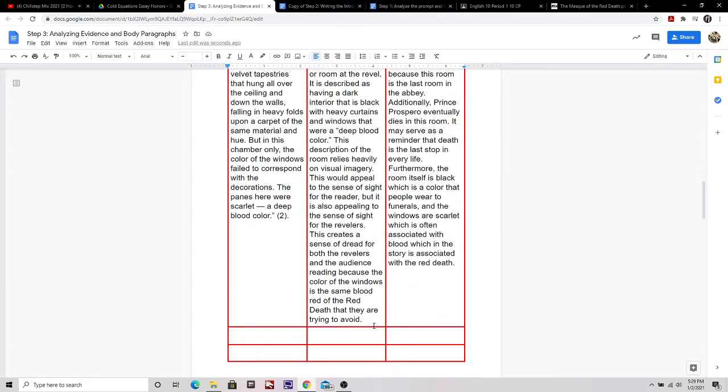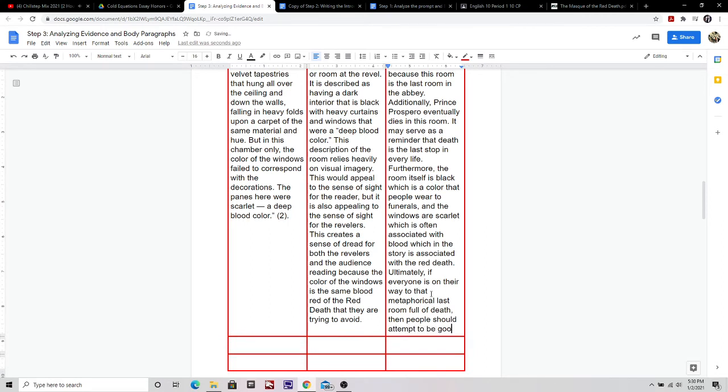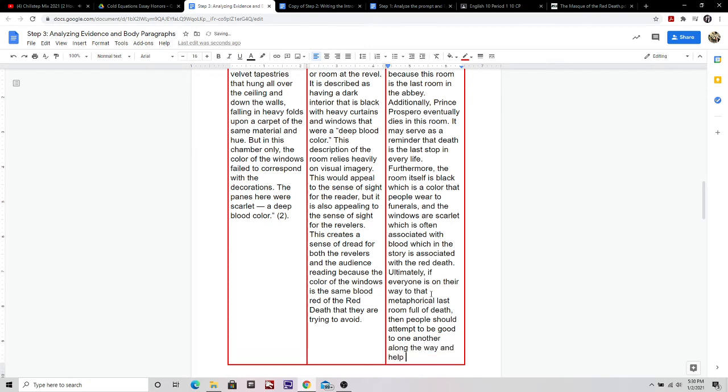Now, we could do it here. I think it should occur at least once in the paragraph that you bring it back to this deeper idea, right? Or we could do it later on in the paragraph. But let's just say we were going to do it here. I'm going to use the transition ultimately. If everyone is on their way to that metaphorical last room full of death, then people should attempt to be good to one another along the way and help others.